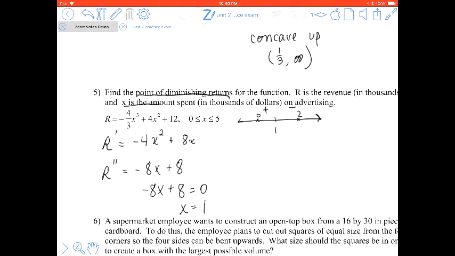And it specifies here that x is the amount spent in thousands of dollars. So x doesn't equal $1, x equals $1,000. So $1,000 would be the point of diminishing returns.